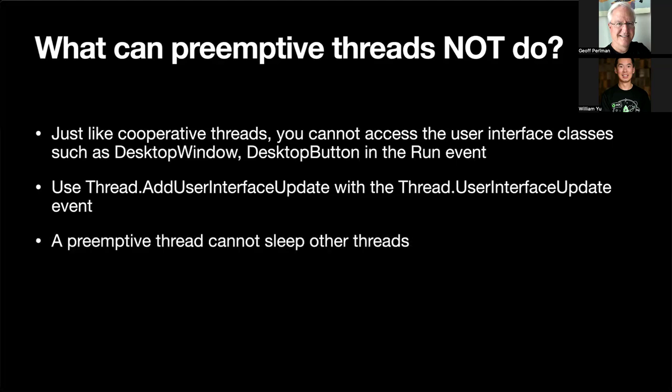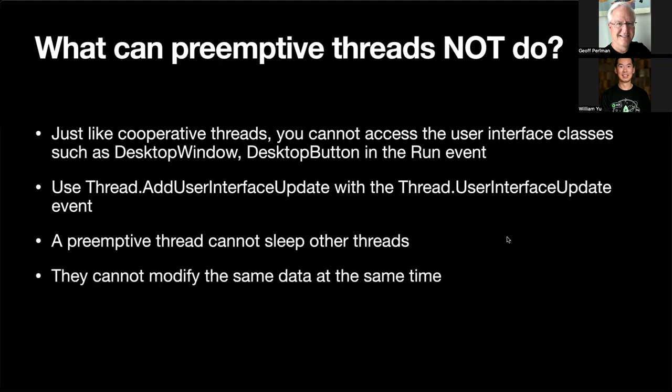And a preemptive thread cannot sleep other threads. It can sleep itself, but it can't sleep other threads. So those are the three things that preemptive threads cannot do. Oh, and there's a fourth thing. This is properly worded: it's not that they cannot modify the same data at the same time. It's that doing so is bad. And we'll talk about that more in a second.